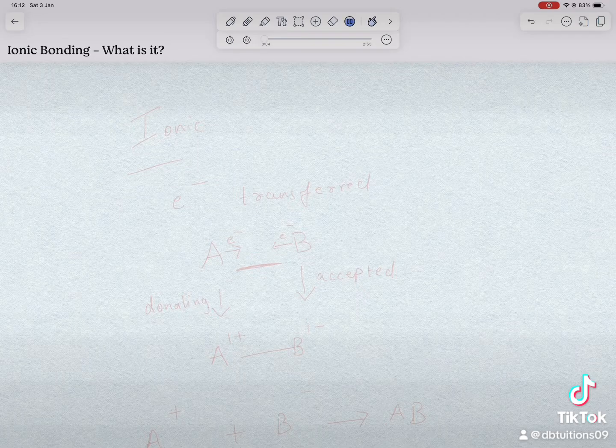Now let's understand ionic bonding. What happens when atoms don't want to share? They transfer electrons instead of sharing the electrons. Now remember, in the last video I told you sharing the electrons is covalent bonding. Now the atoms are going to transfer electrons to each other instead.